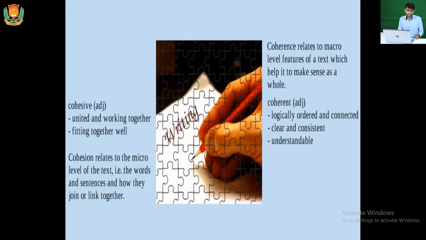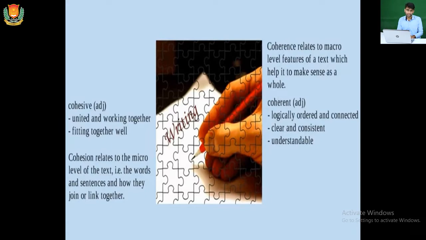Cohesion relates to the micro level of the text. Micro means very much to the depth of understanding how we can understand a written text. Cohesion relates to the micro level of the text, the words and sentences and how they join or link together. I mean, how the words are put, how the words are set.